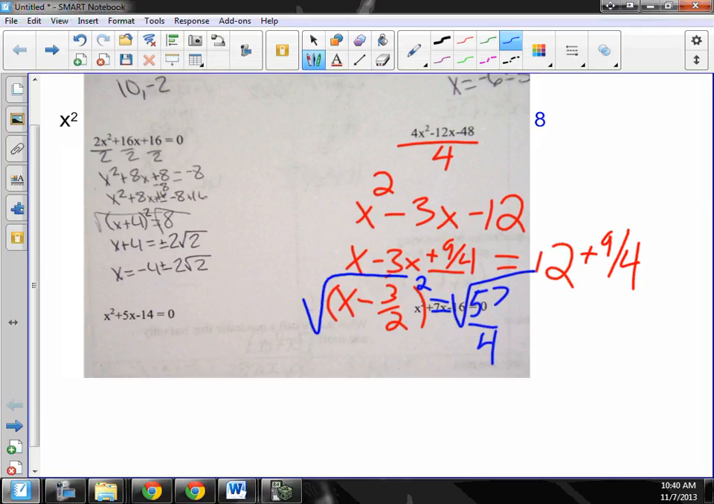And I get x minus 3 over 2 equals plus or minus. What goes into 57? 3. What's 57 divided by 3? Reagan, do you want to hit that? 57 over 3. What is it? 19. Does 19 factor any further? So if I have a 3 and a 19, can I pull anything out? No. So plus or minus the square root of 57 over, what's the square root of 4? 2.